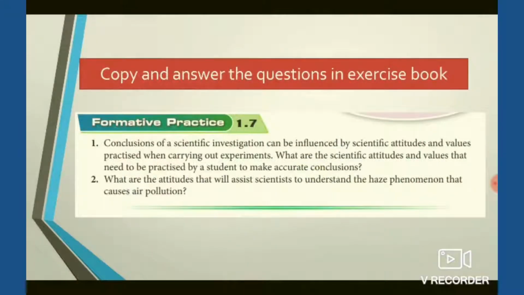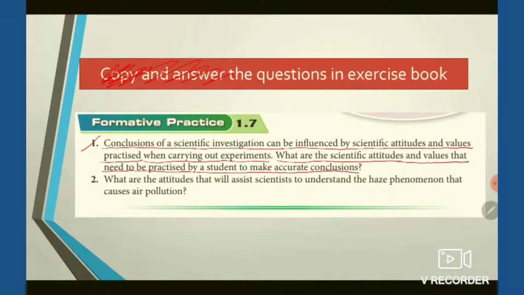Okay, let's try. No need to copy. Just discuss the answer verbally. Alright, let's take a look at the first question. Conclusions of a scientific investigation can be influenced by scientific attitudes and values practiced when carrying out experiments. So, what are the scientific attitudes and values that need to be practiced by a student to make accurate conclusions?